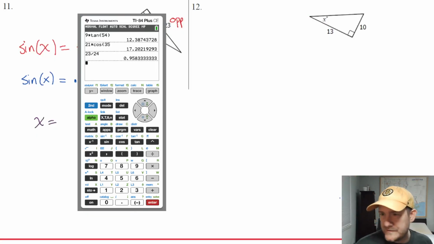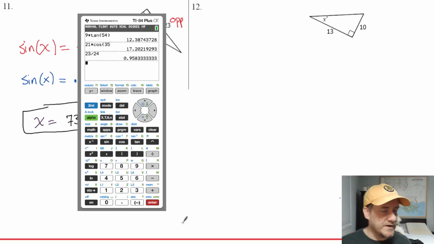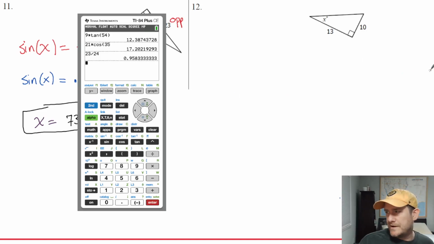And again, if you don't have a graphing calculator or a scientific calculator, then the best answer you can give me is to say x equals 73 degrees to 74 degrees. If that's the best you can do, I'm not going to mark you wrong, because clearly you knew what you were doing enough to read your answer off of the grid.